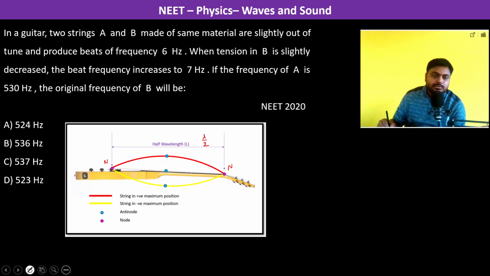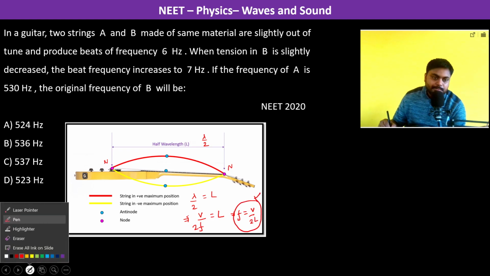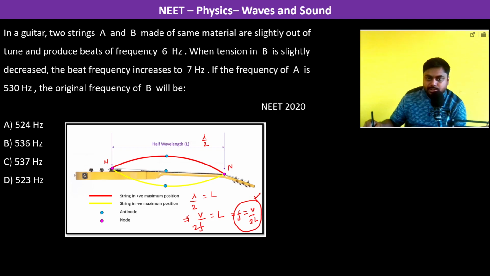Now lambda by 2 is going to be equal to L, the length of the string. Now what is lambda? Lambda is V upon F. So V upon 2F is equal to L. So we have frequency is equal to V upon 2L. So this has to be kept in mind. So we just write down here, the frequency is going to be V upon 2L.